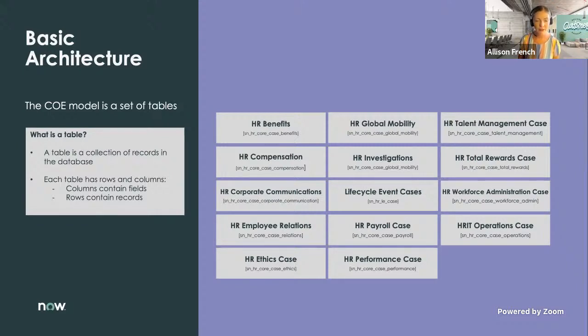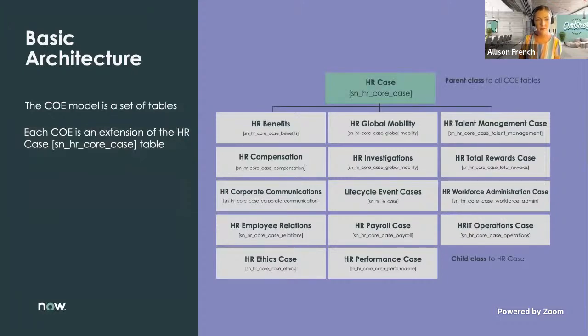Just to bring that to life, an example of a column or a field could be the actual HR service field. And an example of a row would be a specific record, so that would be a specific HR case record in this context. The other thing to point out about the basic architecture is that each COE table is an extension of the HR case table. So that's what we see in green over on the visual here.